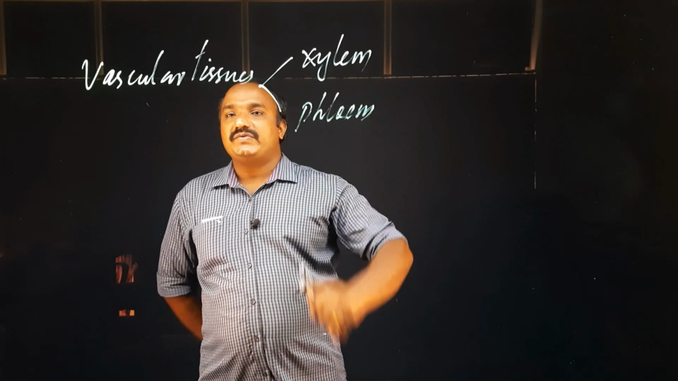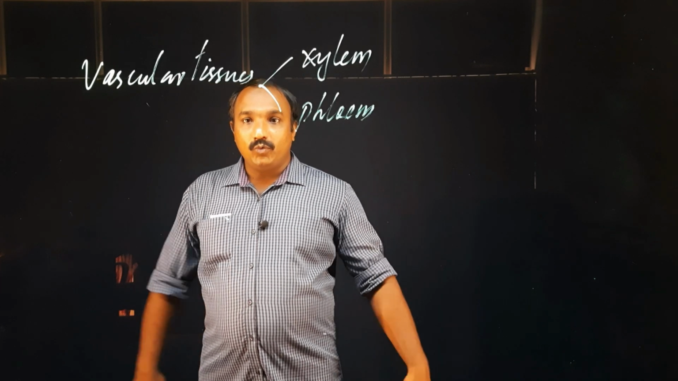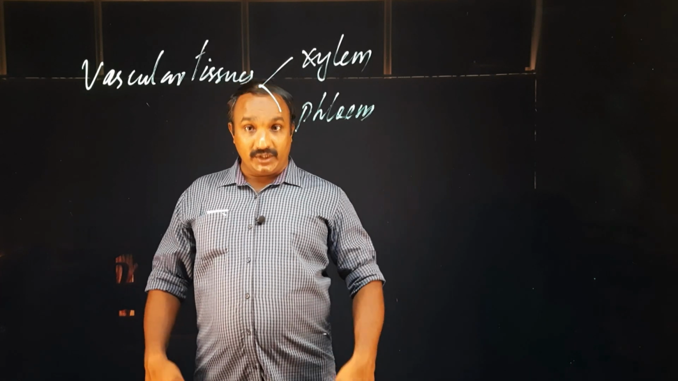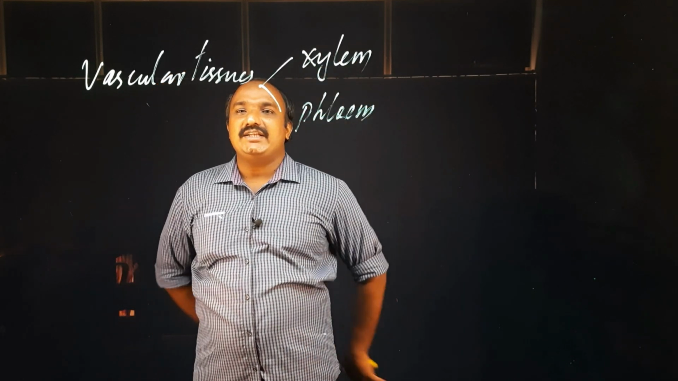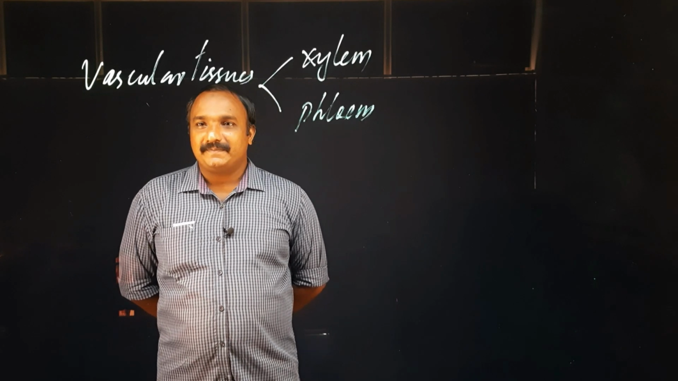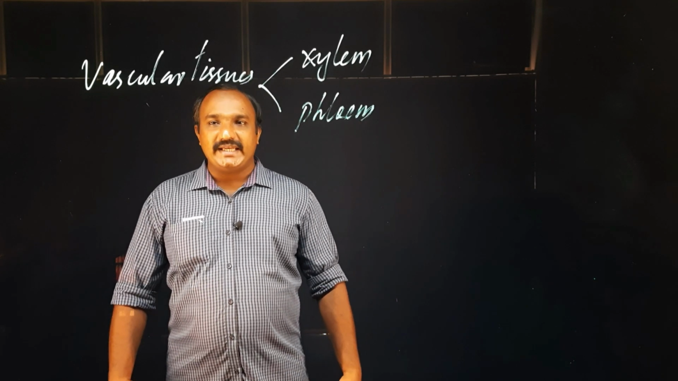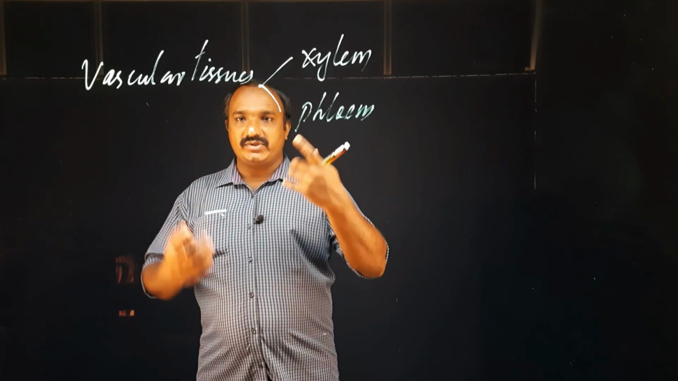What is the function of xylem tissue? Xylem tissues help to carry water and minerals from where? From the root to the kitchen of the plant. That is what? That is the leaves. Clear? So it helps to carry water and minerals from the root to the leaves, xylem tissue.